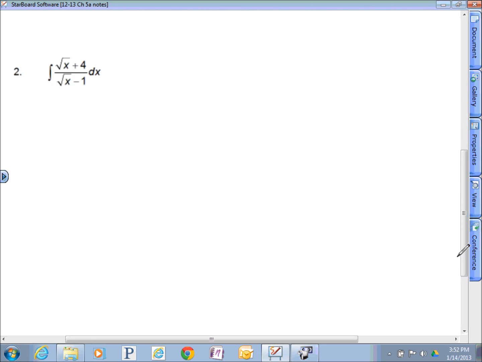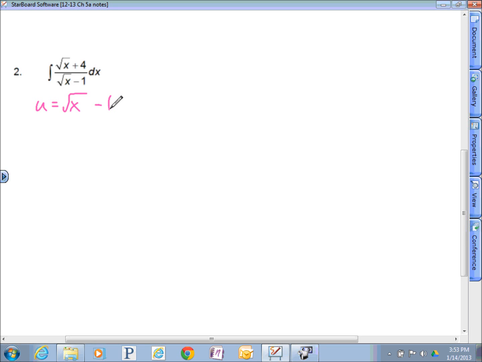Second one, I see multiple terms in the numerator, so you might think about I could take this thing and I could split it. I'm just going to tell you this is more a logic type problem, so I'm going to kind of get you started here. We're going to say u is the same thing as the square root of x minus 1. We're going to make u the denominator.